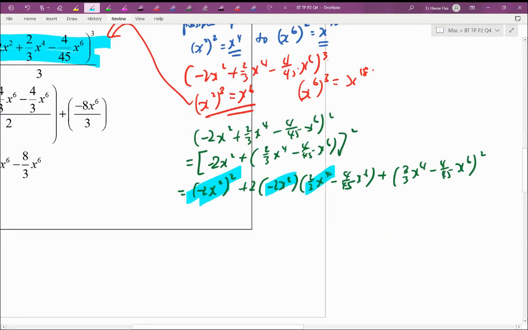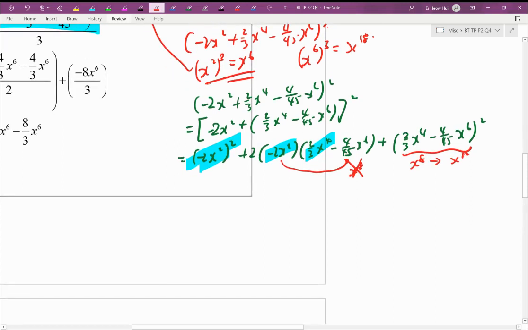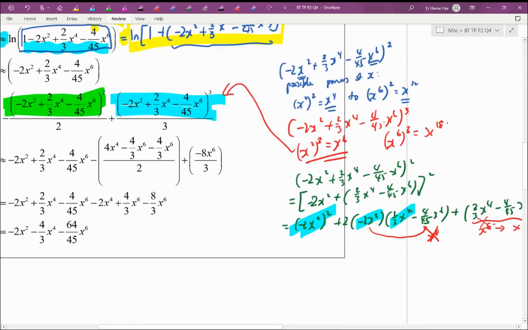This term will be x⁶. If I took negative 2x² multiplied by this, it is x⁸, which is not required. In this expansion, I have x⁸ to x¹², right? Same thing, (x⁴) to the power of 2, (x⁶) to the power of 2. So this is also not required. So I only need the terms in blue.